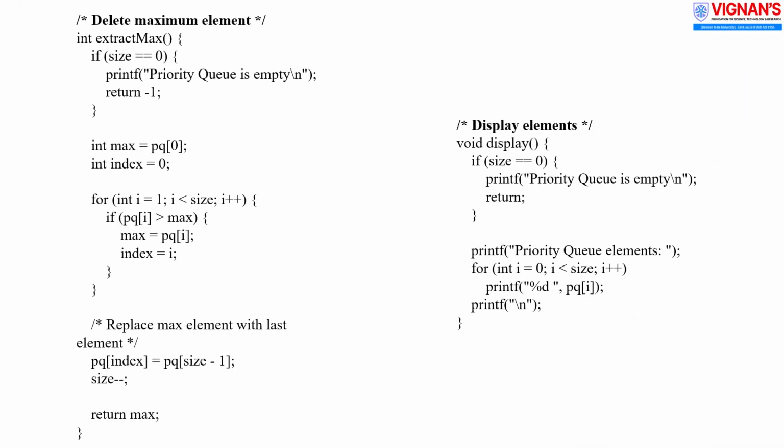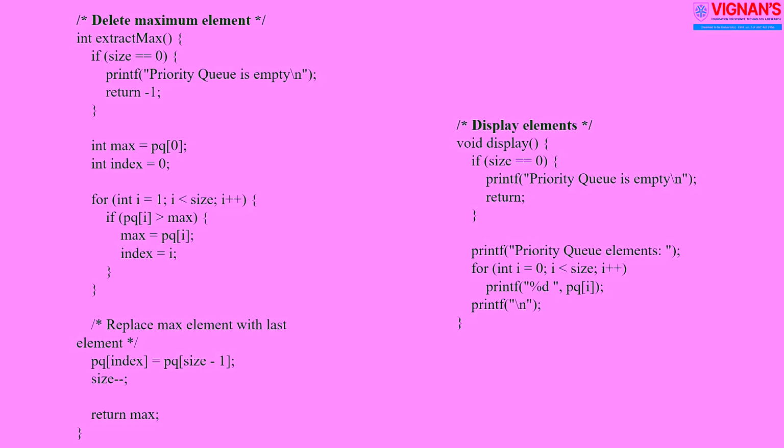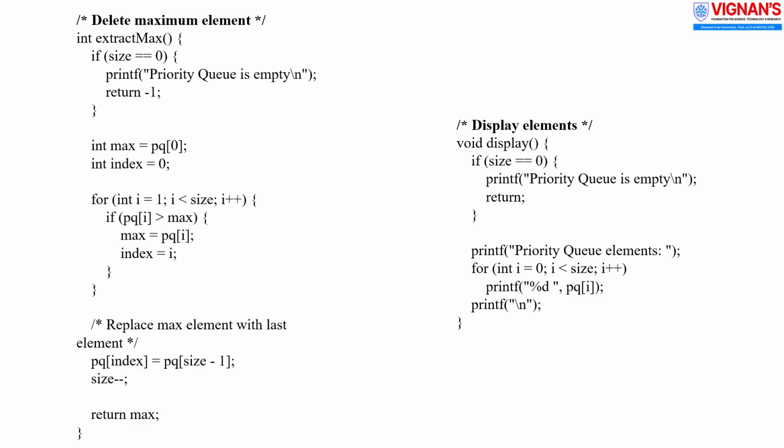Delete maximum operation. This function is called extract max. It is used to remove and return the element with the highest priority from the priority queue. First, the function checks whether the priority queue is empty. If the size is 0, it prints that the priority queue is empty and returns -1.